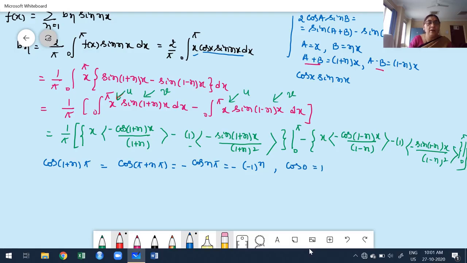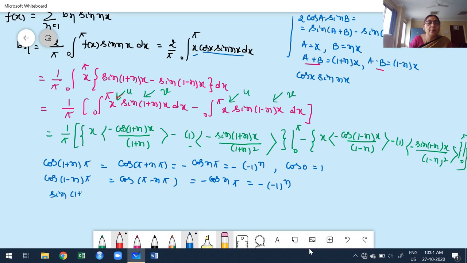Next you have to verify cos of 1 minus n into pi, the upper limit. Now what we get is cos of pi minus theta. Cos of pi minus theta is minus cos theta. Minus cos of n pi. What we get here is also minus of minus 1 to the power of n. Next, try to verify based on sine.